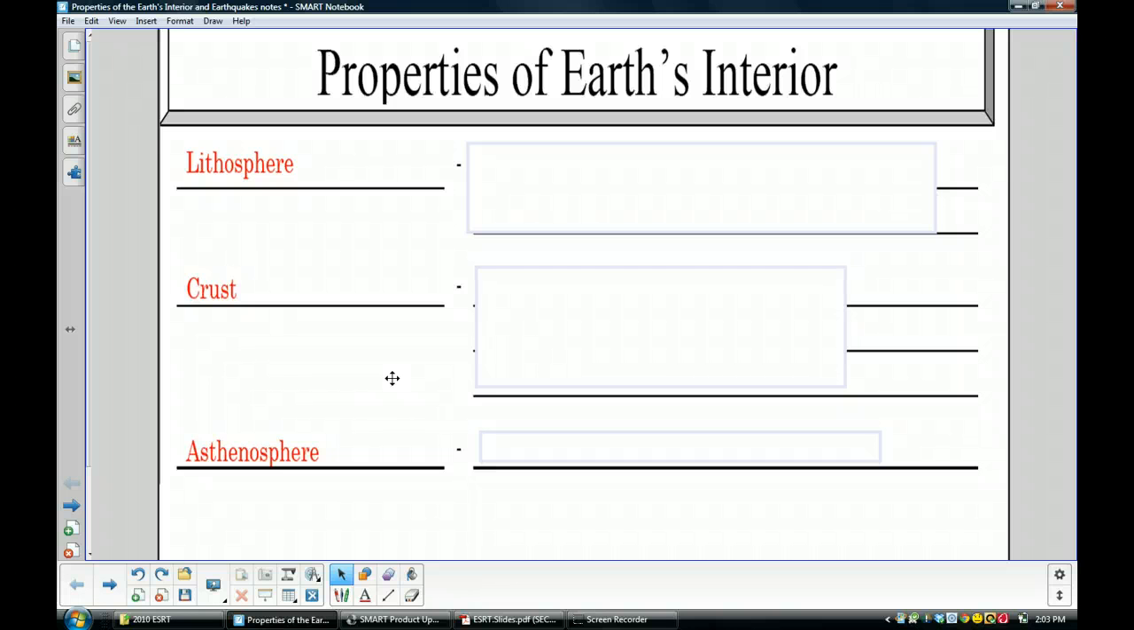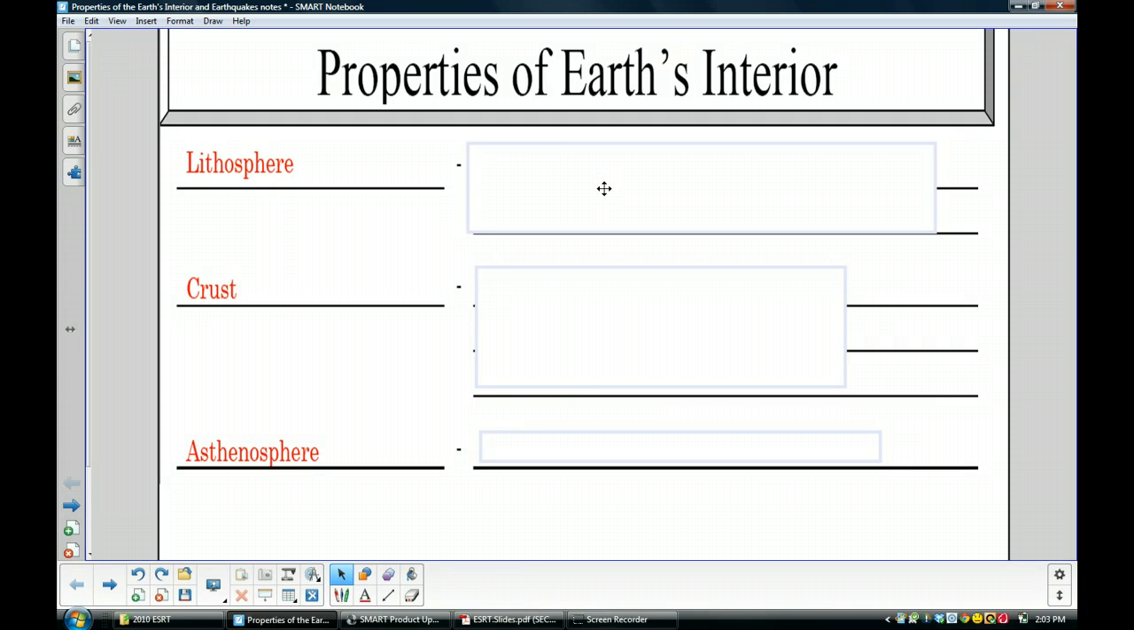We'll start looking at earthquakes, and earthquakes will lead us into this understanding of how we know what the Earth is made out of. But these are sort of clues. We'll get into the clues as to where these layers come from. But let's just jump into it.